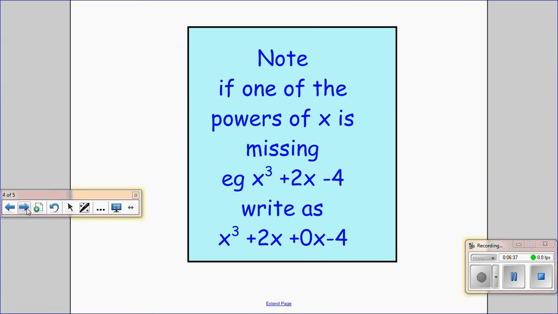I just want you to note one thing, that if you get something like this, where one of the powers of x is missing, so your x is missing, you need to add the 0x in, so that when you bring that down, you bring it down like that. Okay, I hope that's clear.